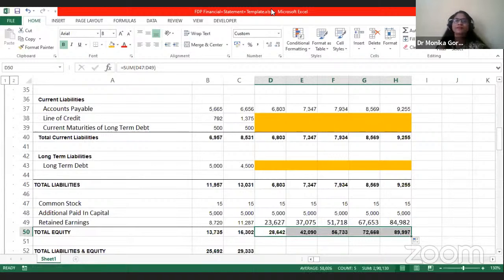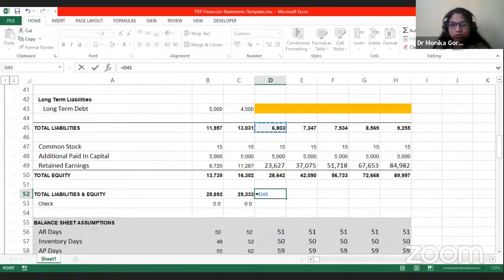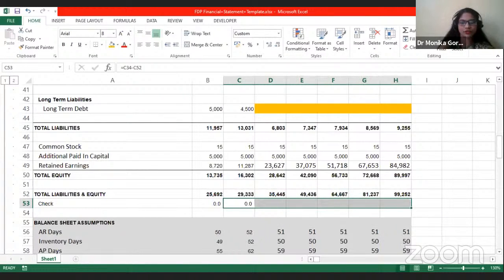I'll drag this so that the formula will automatically get pasted. What is your total liabilities plus equity? Your total liabilities is 6803 plus your total equity. I'll just again shift left, Control R, shift left and Control R.